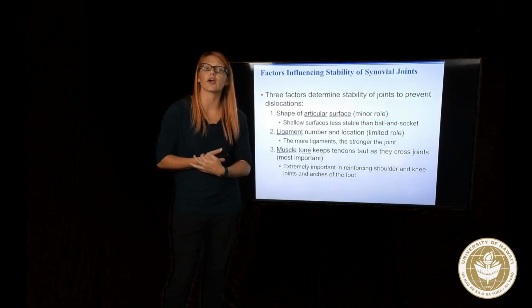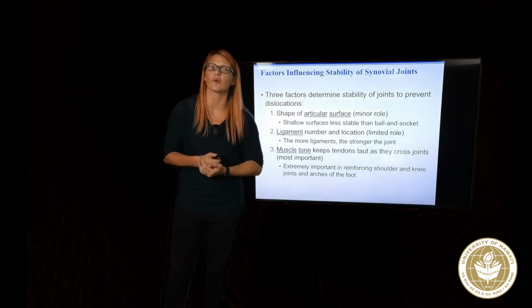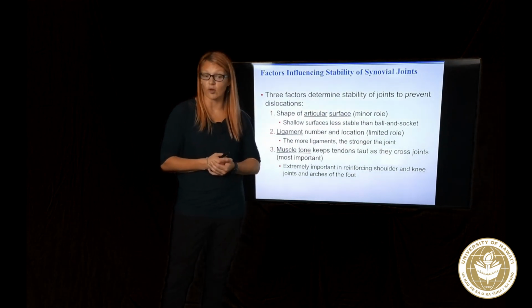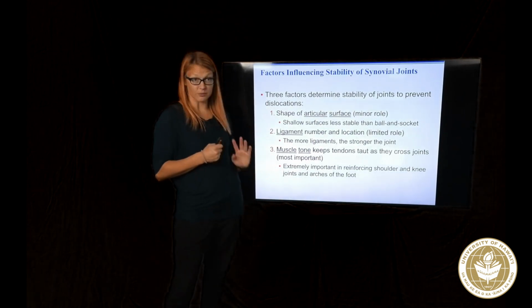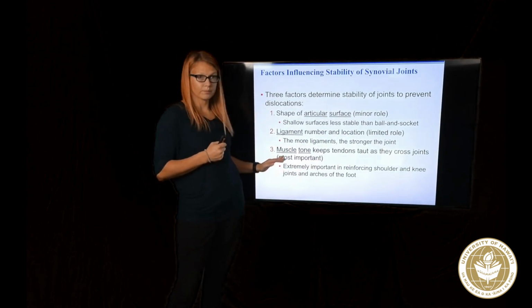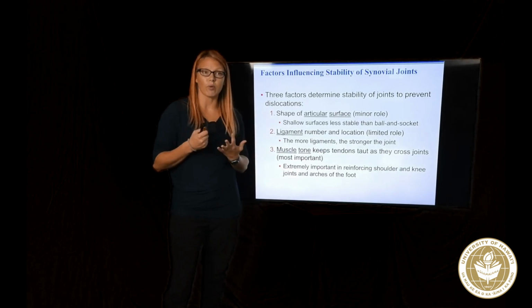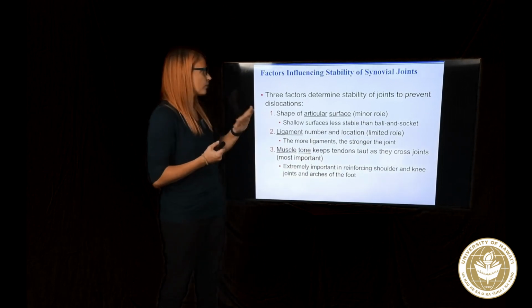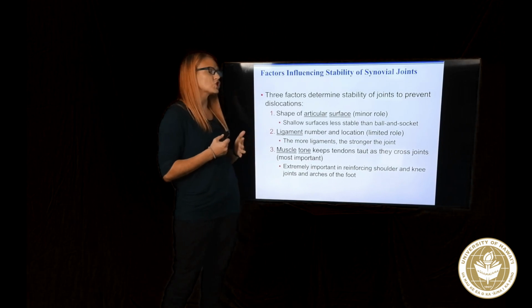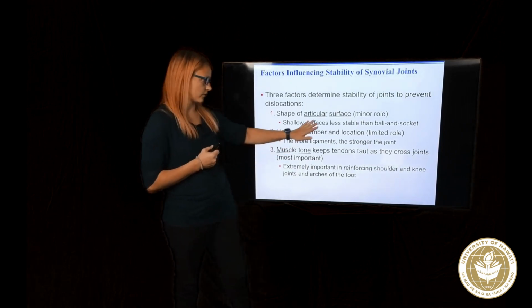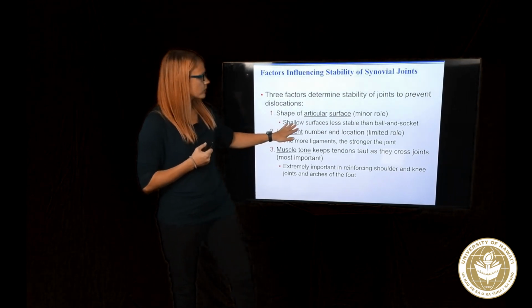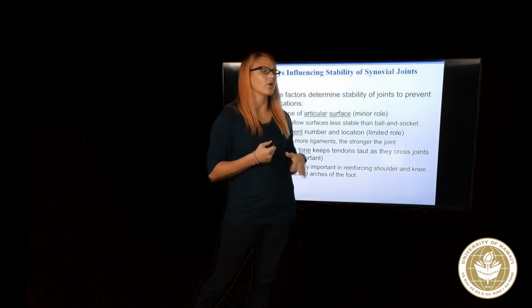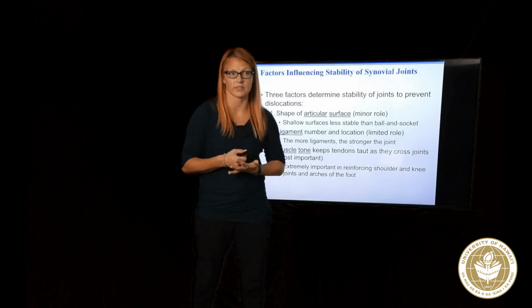Moving on now, there are some different factors that are going to influence how stable a synovial joint can be. And they kind of go up in importance as we go up in number here. So the least important is number 1 here. This is going to be the shape of the articular surface. So it plays a very minor role. Shallow surfaces are going to be less stable than the ball and socket surfaces.